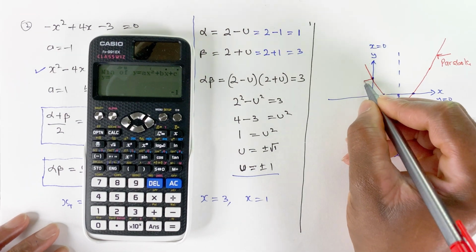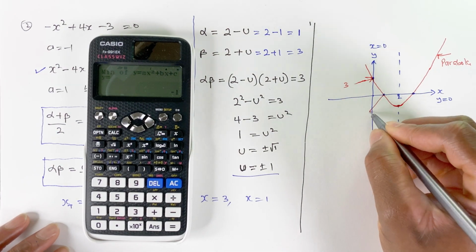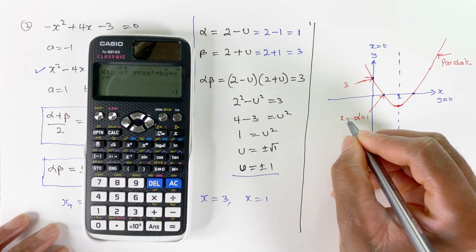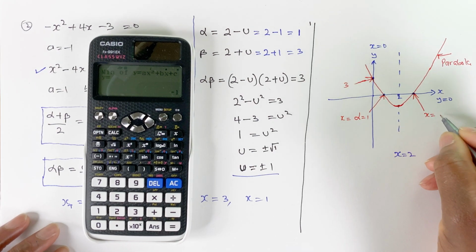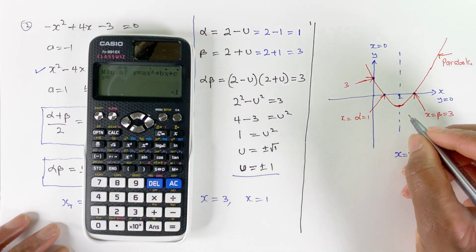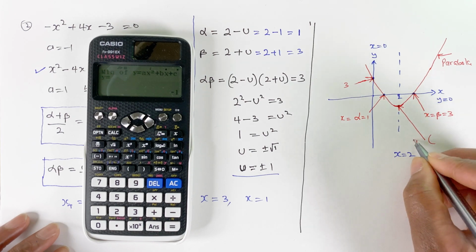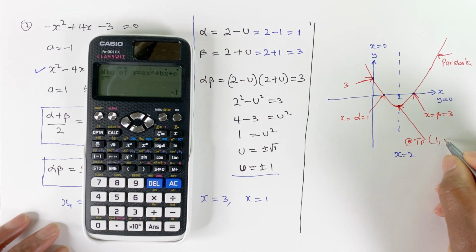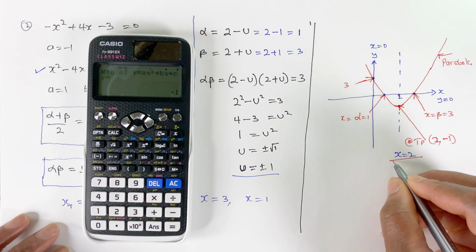Right, that is the intercept on the y-axis, so that's 3. The 2 roots here: alpha equals 1, which is x equals alpha, and the second one here is x equals beta equals 3. And here is the turning point, at 2 and minus 1. The line of symmetry is x equals 2.